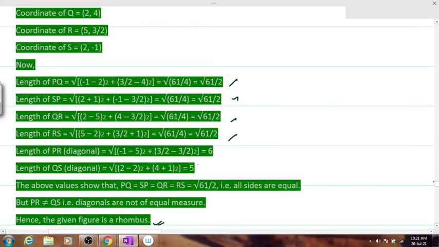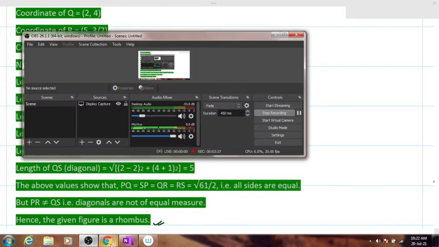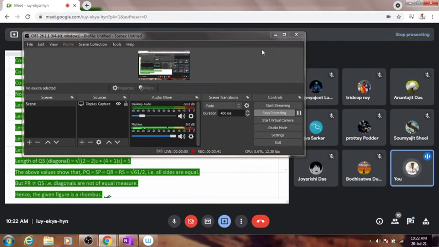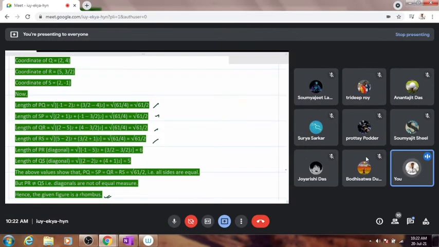Clear? Did everybody understand this question properly? Please let me know. Yes or no, class? Hurry up. If you want some time to copy, we can wait.